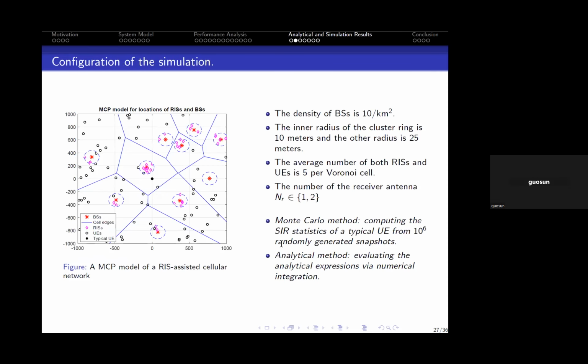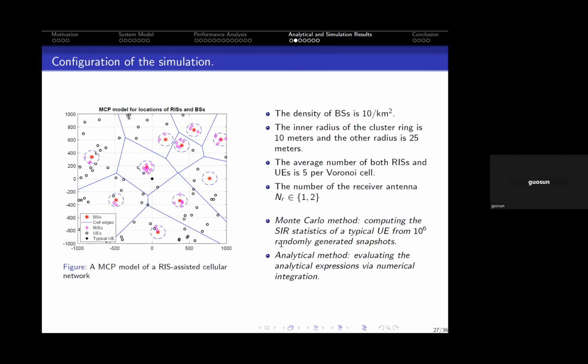So here are some analytical results and simulation results. Here is the configuration of the simulation. The density is set as 10 base stations per square kilometer. The cluster around the base station is set as a ring, with an inner radius of 10 meters and an outer radius of 25 meters. In each cluster there are on average 5 RISs and 5 users. Then you share the resources, and we consider 1 or 2 receiver antennas.